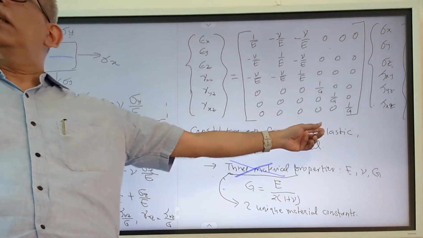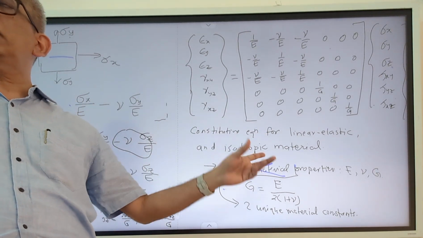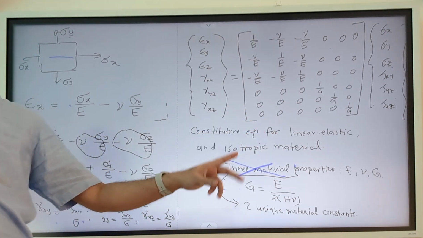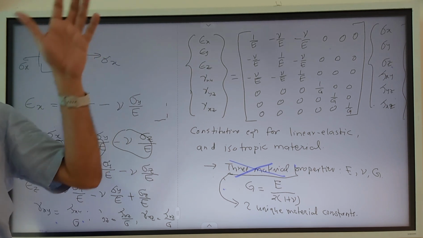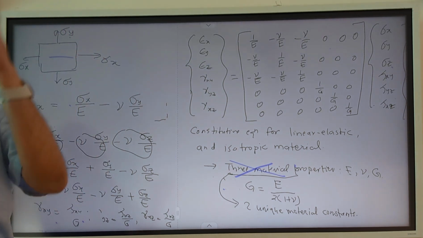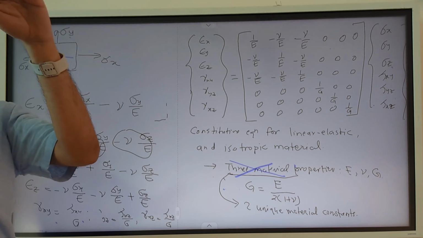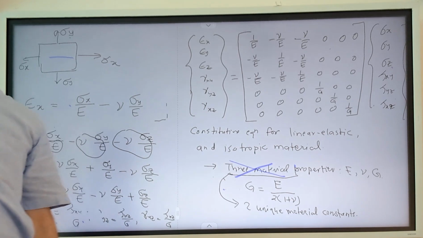So for a linear elastic isotropic material, you require only two material properties, either E and nu, or E and G, or nu and G. Any two can fully define the constitutive equations, that is, any of the 6 strain components can be related to any of the 6 stress components by using this particular matrix.